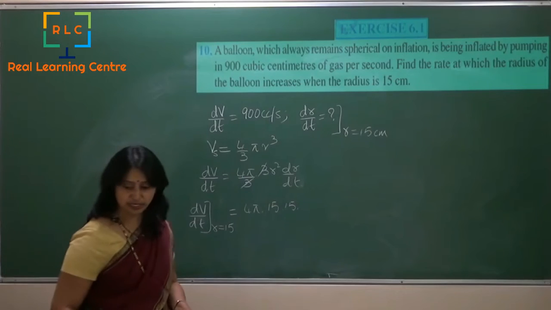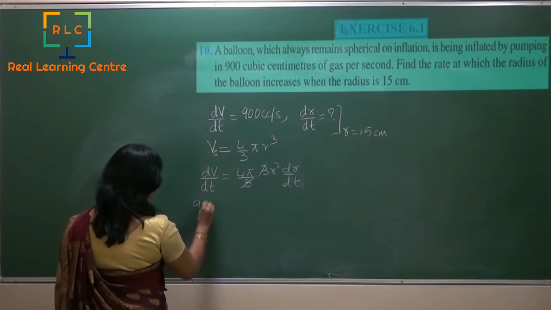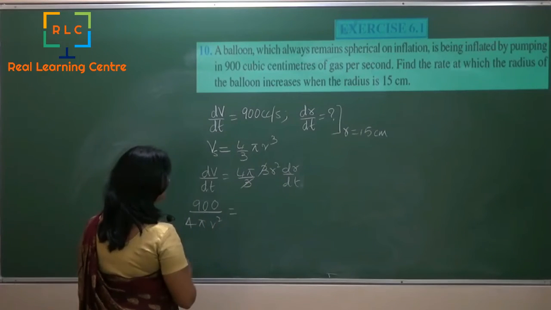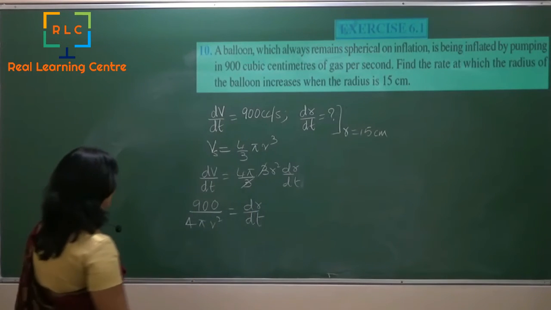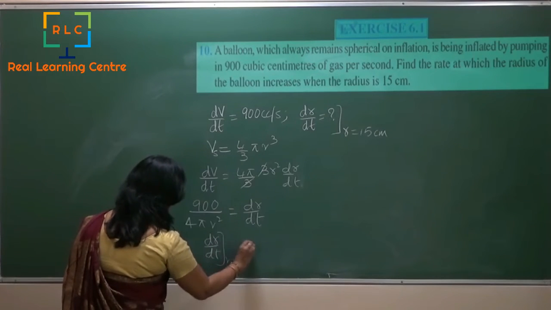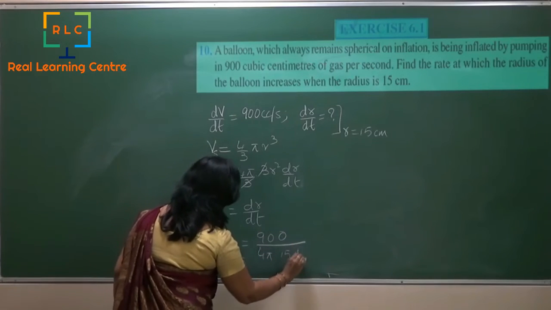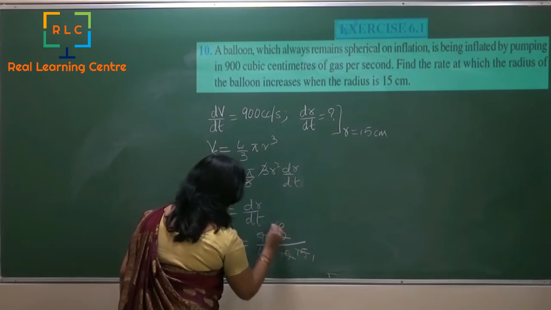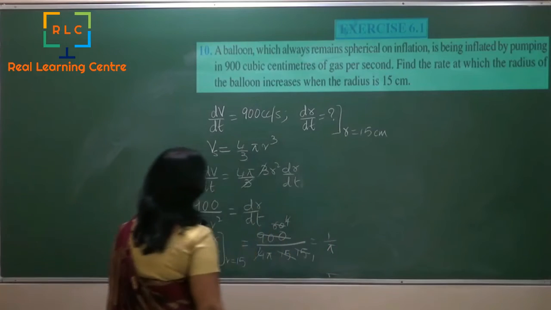dV by dt is given as 900. I'll bring this 4 pi r square to the other part. dr by dt is equal to 900 divided by 4 pi r square. Now I'll plug in r is equal to 15. So dr by dt at r is equal to 15 is equal to 900 divided by 4 pi into 15 into 15. 15 ones are 15, 60s are 15 ones are 15, fours are 4, and 4 got cancelled and I got 1 by pi.